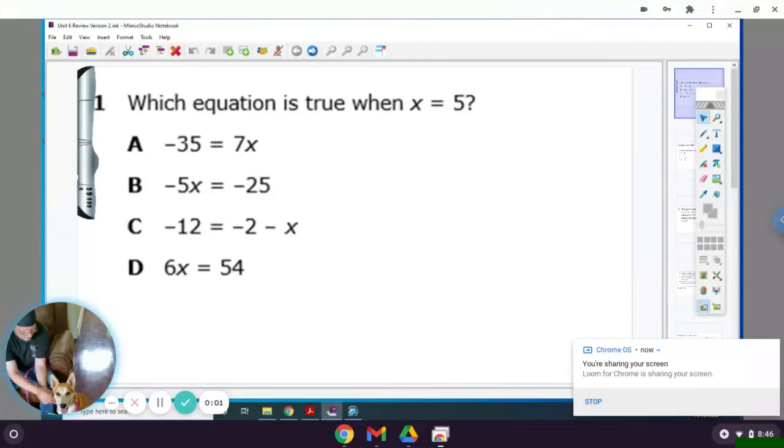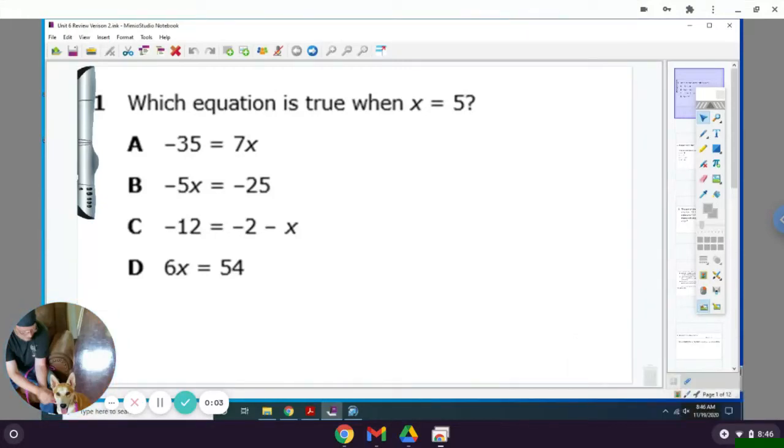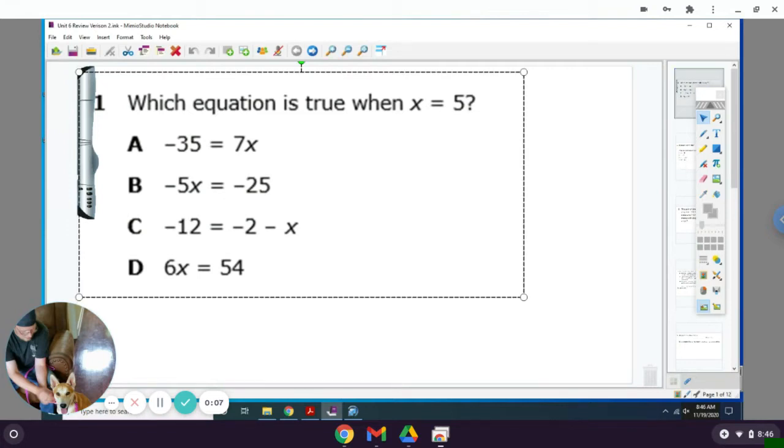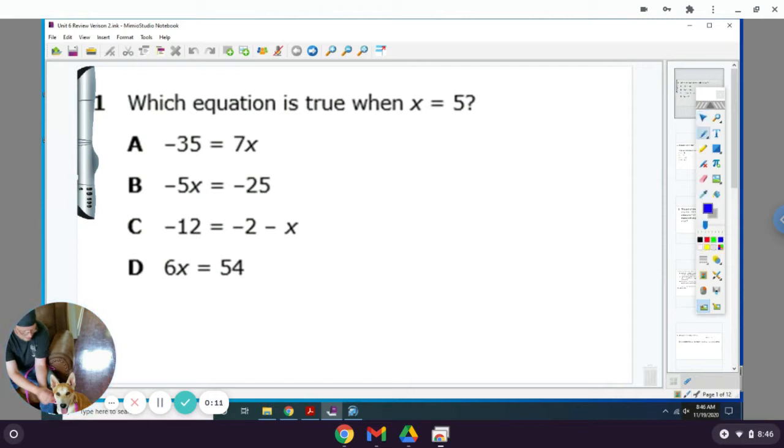Okay, so today we're going to be doing the Unit 6 review. So it says, which equation is true when x is 5? So what you can do is just plug 5 in for x on all the equations. So this one's negative 5 is equal to 7. And instead of writing the x, you would write times 5. Because when the number is in front of the variable like this, it means to multiply.